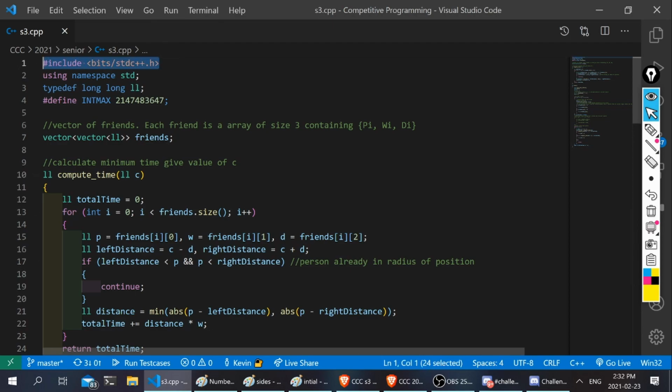So as you can see here, I just included bits/stdc++.h and using namespace std, and this is just for long long. Long long is just a larger integer, and I also defined the maximum size of an integer. I'll get to why I did that later. Then I define a 2D vector of friends. This is a vector of friends, and the inner vector is going to be of size 3, containing their position, their weight, and their d value, like the distance you need to be from, the radius around your position C.